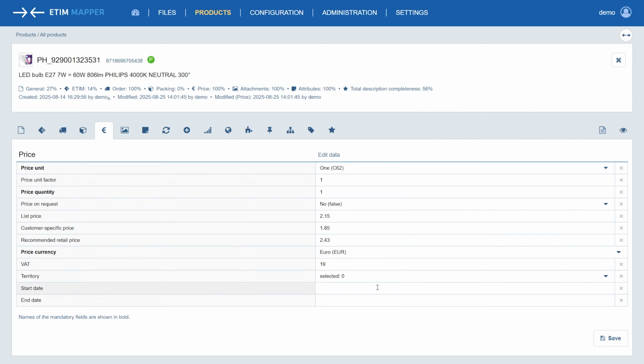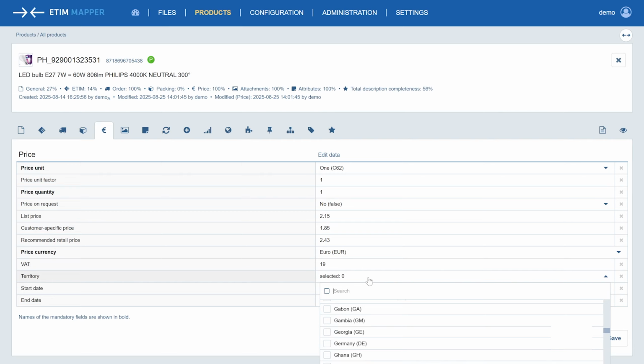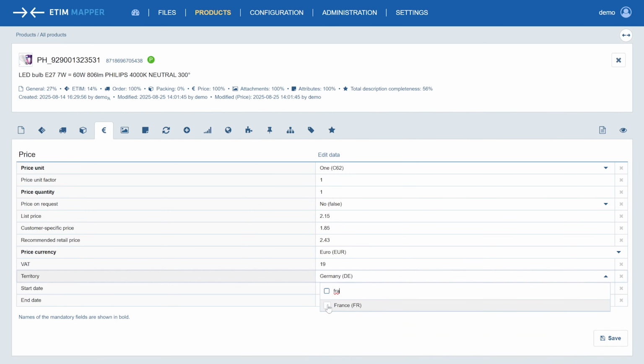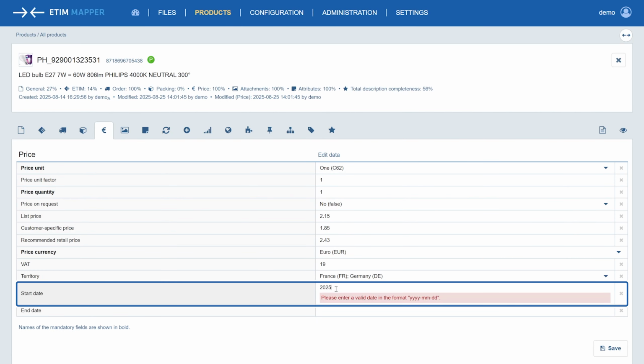Next, you can specify the VAT rate as a decimal number corresponding to the tax rate, for example, 19 for 19%. It is also possible to indicate the territories where the price applies. This can be one or several countries, usually linked to the selected currency. Finally, you may set the validity dates for the price. This helps avoid any ambiguity during price list changes.